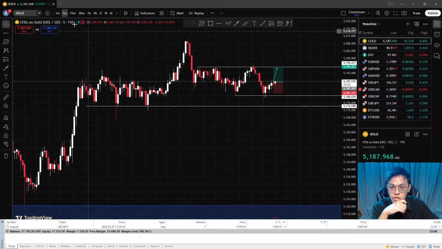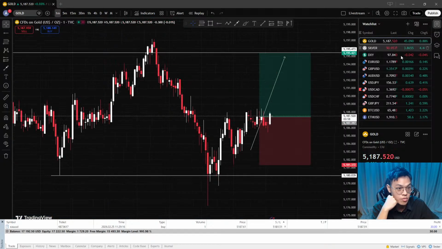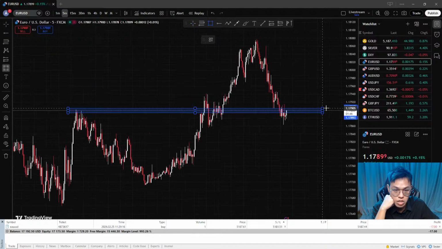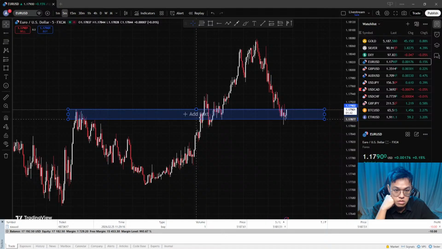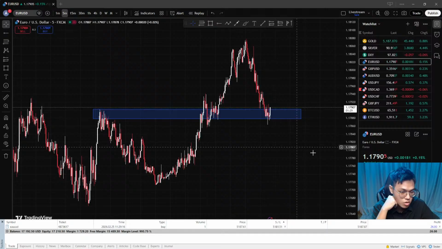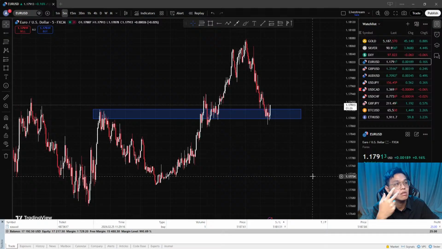All right, finally the gold price moves. How about EURUSD? Just now I saw there's a buy opportunity. Here's the resistance level. Let me calculate. If I buy here, it's 20 pips. Okay, it's okay.